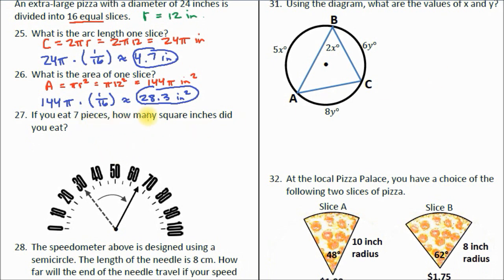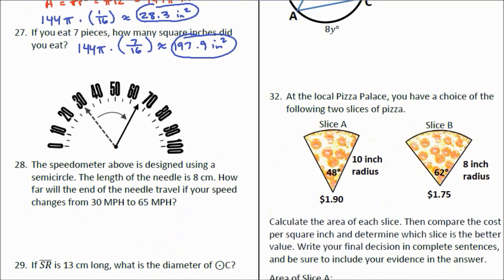Right, number 27. If you eat 7 pieces, how many square inches did you eat? I cautioned you in class that if you take the area of one piece, and you multiply it by 7, you might get some rounding errors. So I suggest on this one, you go through the same process. Take the whole area of the pizza and multiply it by the fraction that we're going to eat. We're going to eat 7 pieces out of 16 pieces. And that ends up being approximately 197.9 inches squared.